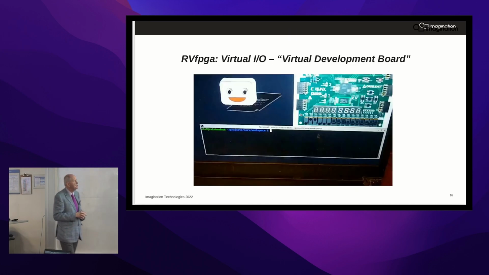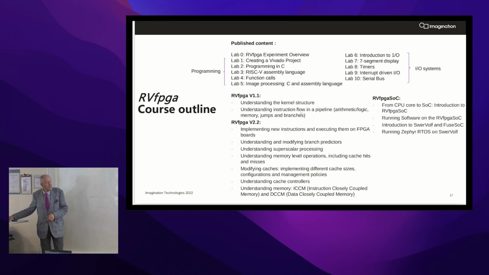We've also been producing a virtual version of this board. So the edX course will use a board which we've called VidBo, which is a simulation of the Nexus A7. So people that do the online course won't have to buy a board in order to do some of the exercises. And that course is in preparation at the moment. There's some details on the course here. I'm not going to go through all of this.